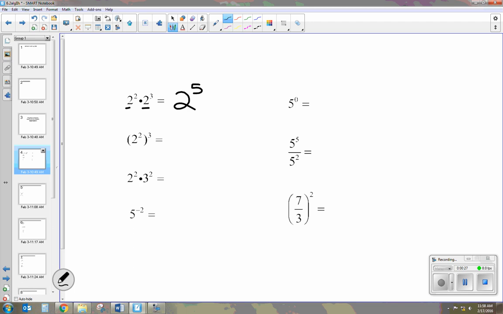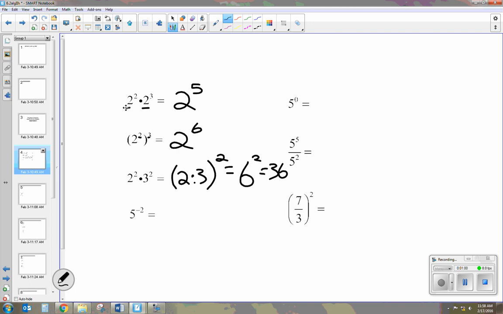Whenever you have a number raised to an exponent and then that is raised to another exponent, we call it power to power, you can multiply the exponents. So this would be 2 to the 6th, 2 times 3. In this case, if you've got two different bases with the same exponent, you can put the bases together and raise them to the power. 6 squared, which equals 36.